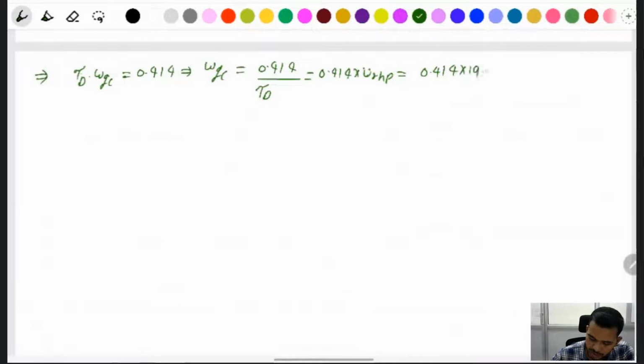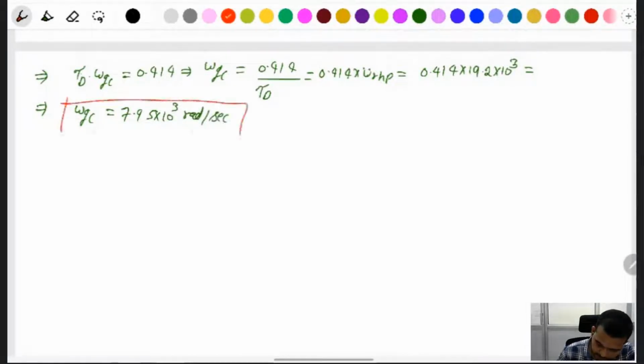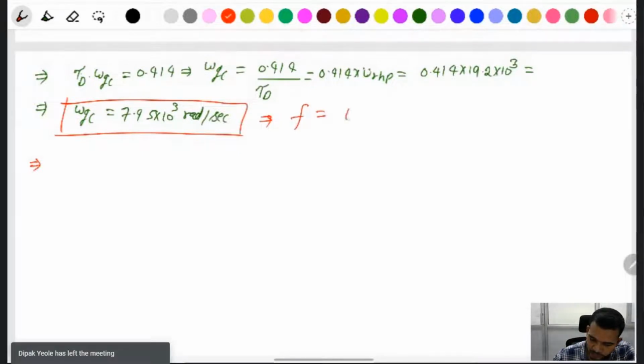Put the value here: 0.414 into 19.2 into 10 to the power 3. Find omega gc is 7.95 into 10 to the power 3 radian per second. If you convert into frequency, divide by 2 pi and find 1.26 kilohertz.